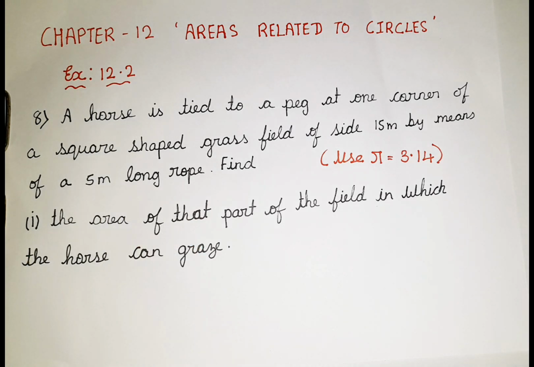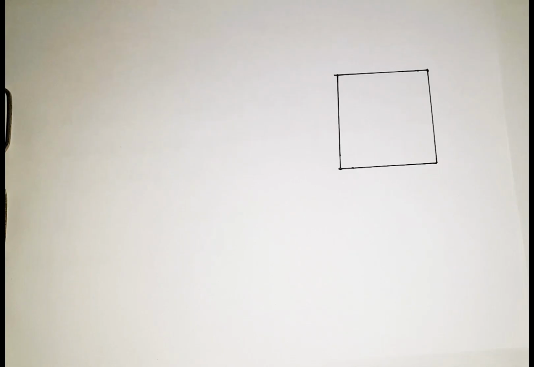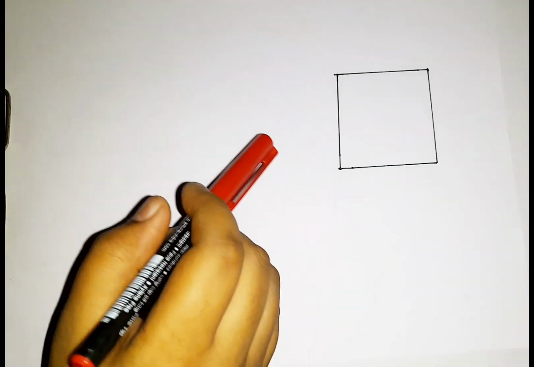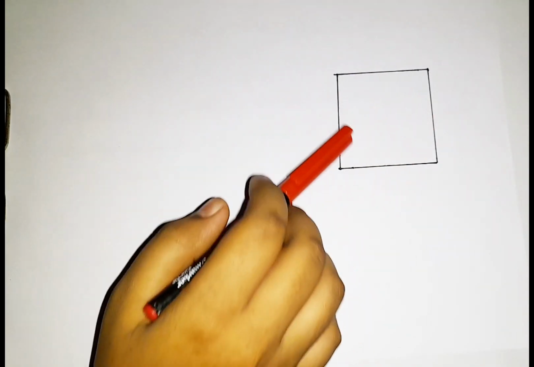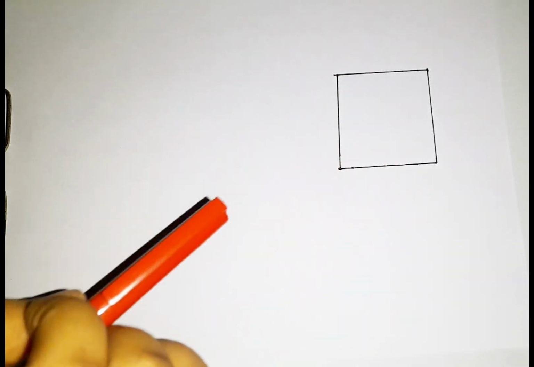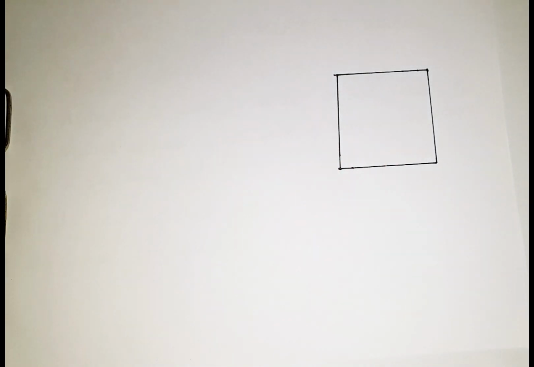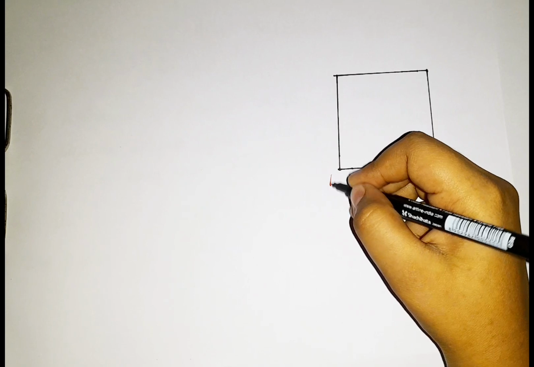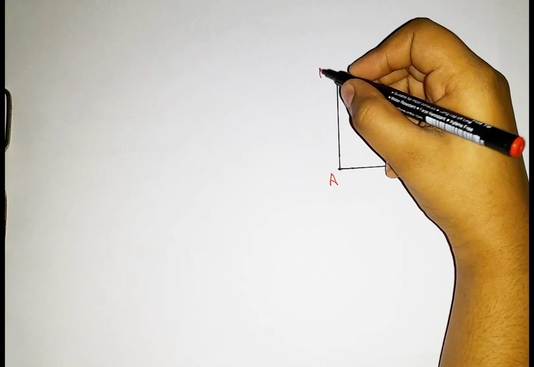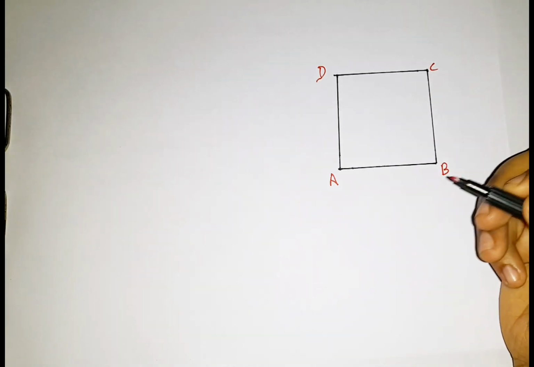Now let us draw the figure. It is already given in the textbook. Here we have a square shape, because the grass field, this entire field, is filled with grass. So it is in the shape of a square. Now let us name the square A, B, C and D.